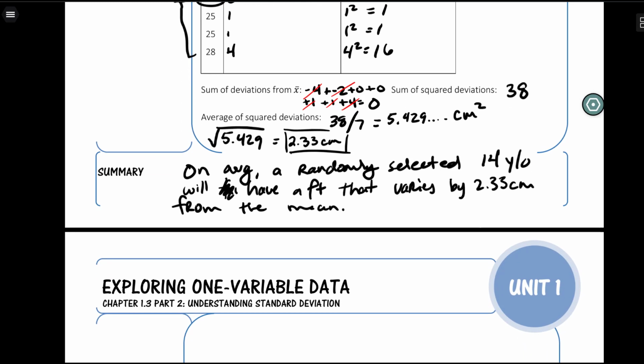And there's our interpretation sentence. Okay, I can highlight the things that I had to insert. A randomly selected 14-year-old will have a foot that varies by 2.33 centimeters from the mean. Everything else was just straight from that interpretation sentence starter. Okay, let's go ahead and break this down a little bit more by looking at the formula and seeing where this formula comes from.